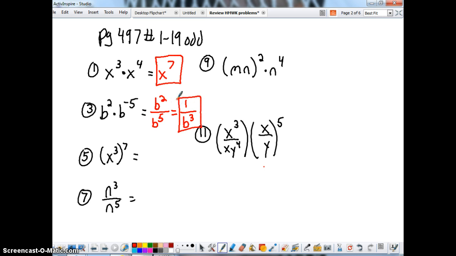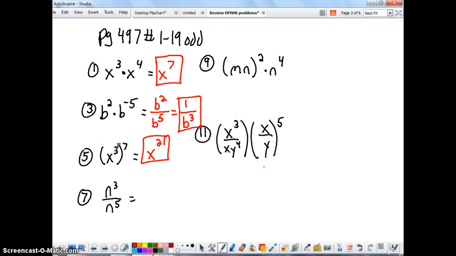Number 5, this is different than number 1. Here I only have 1 base, the x. I take the exponent on the outside of the parentheses and multiply. Again, whenever you see the parentheses, you're going to multiply. So this is x to the 21st. There were 7 sets of x to the thirds.